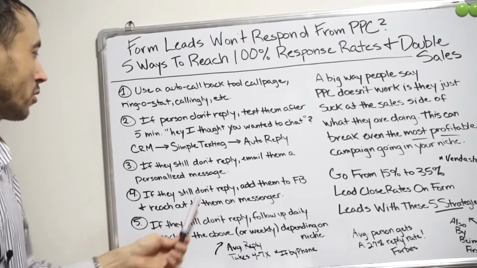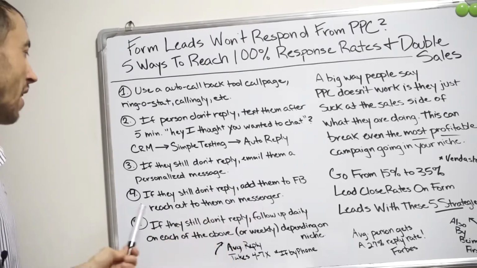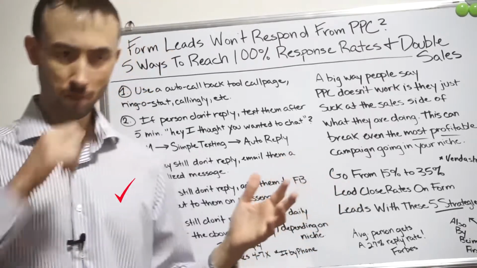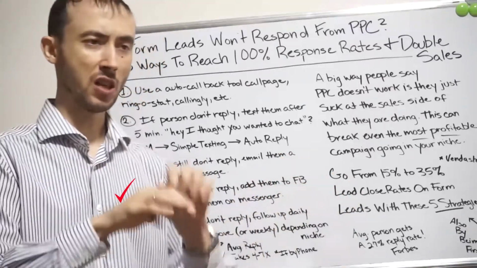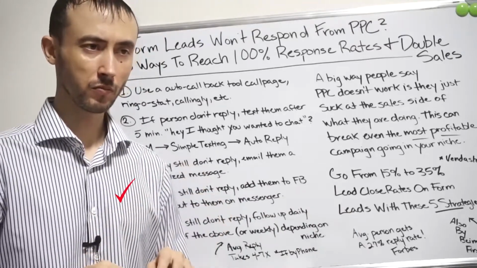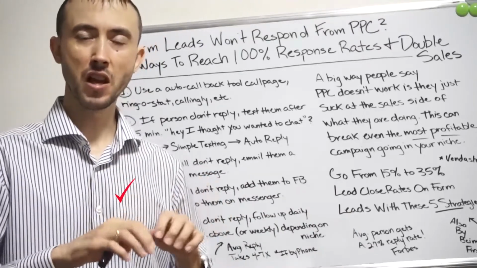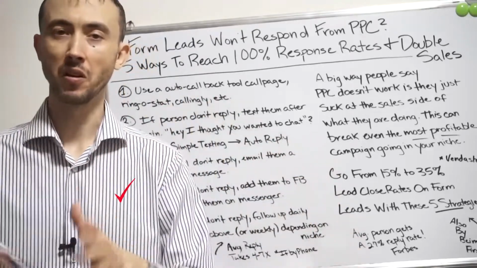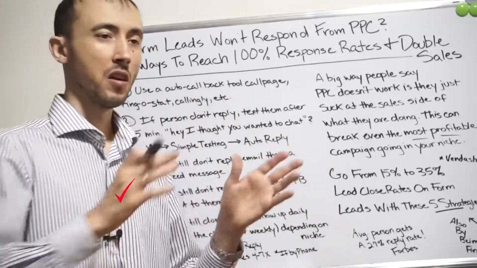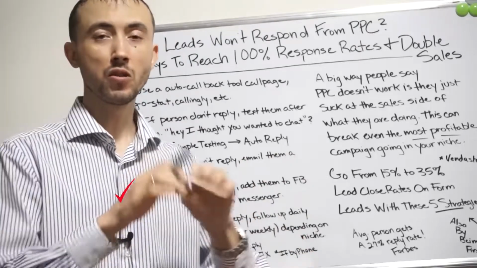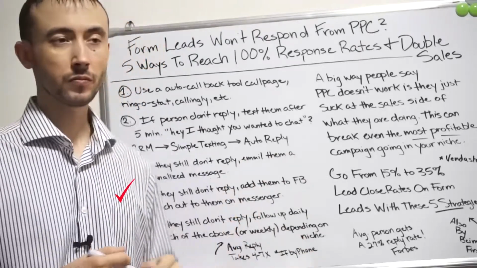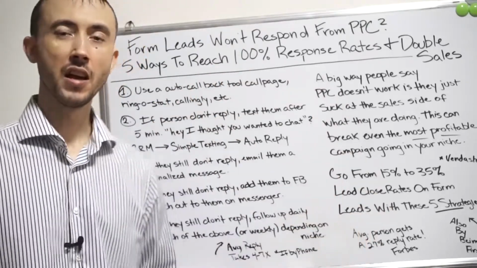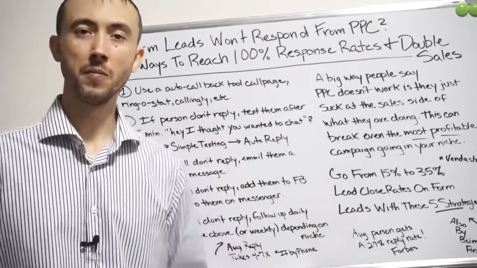Fourth, if they still don't reply, add them to Facebook and reach out to them on Messenger. A lot of people still don't realize you can type in someone's cell phone number on Facebook search and usually find their profile from that, because they have to use their cell phone number to sign up for Facebook. And then you can add them. If that doesn't work, you could search for them obviously by name and then add them. And then right away go to Messenger and try to message them.